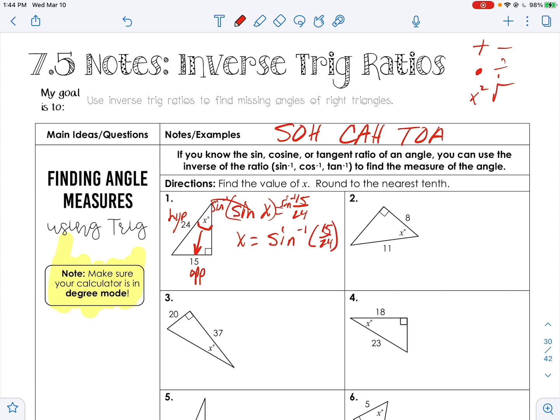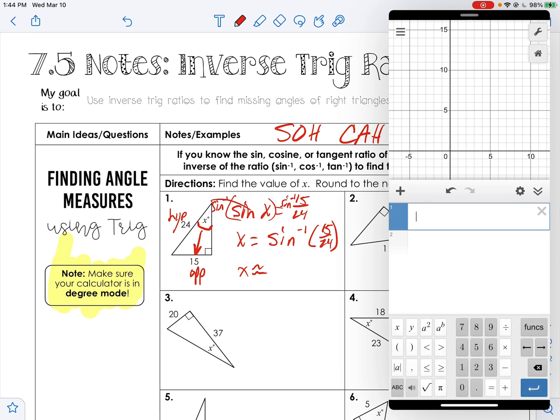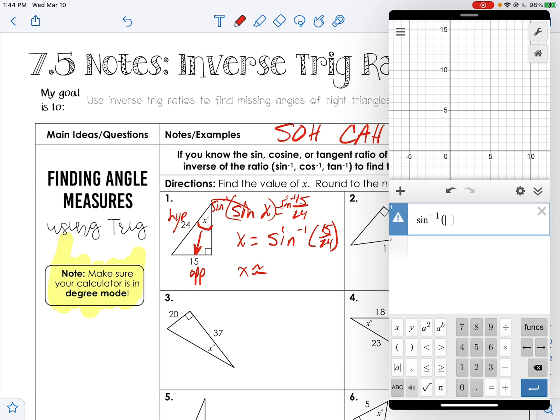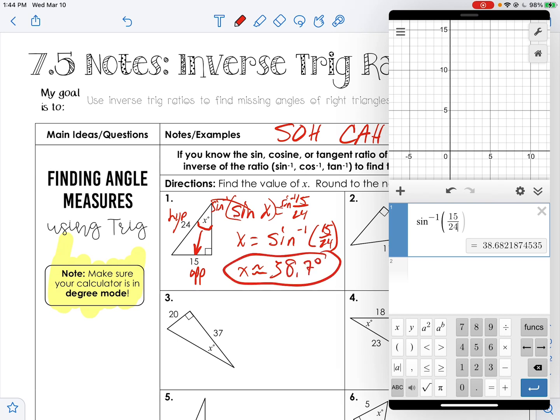So instead of plugging the degree into the sine part, we're going to plug the ratio into the inverse, or sine -1, or the arc sine. And that should give us what degree measure we are approximately. So I'm going to go over to my funcs. I'm going to do sine to the -1, and I'm going to say 15 divided by 24. And it tells me that I'm approximately 38.7 degrees is what that angle was.